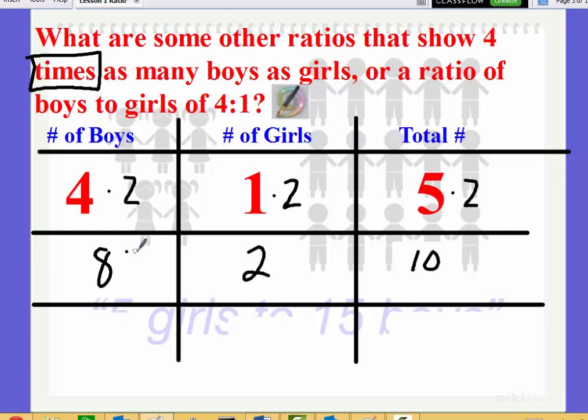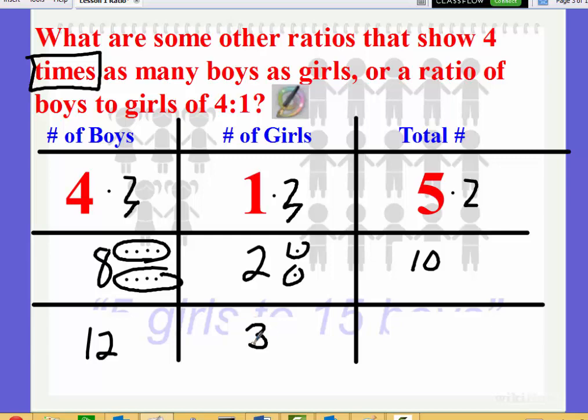That's still keeping my ratio of 4 times as many boys to girls. If I break them up into groups, 1, 2, 3, 4 boys and 1 girl, 1, 2, 3, 4 boys and 1 girl, I see there's 8 here and 2 here, but I still see that's a ratio of 4 to 1. There's still 4 times as many boys to girls. I could do the same thing. I can multiply this 4 by 3 and this 1 by 3, and I would get 12 boys and 3 girls. That's still going to hold my ratio of 4 boys to 1 girl. Another 4 boys and 1 girl. Another 4 boys and 1 girl. And then my total, of course, would be 15.